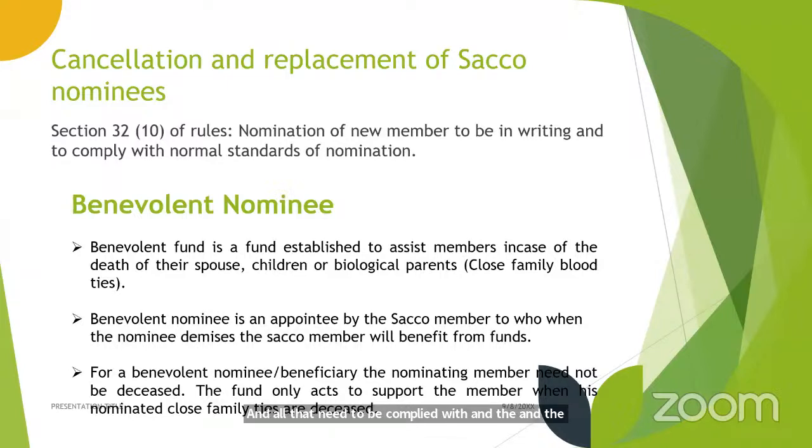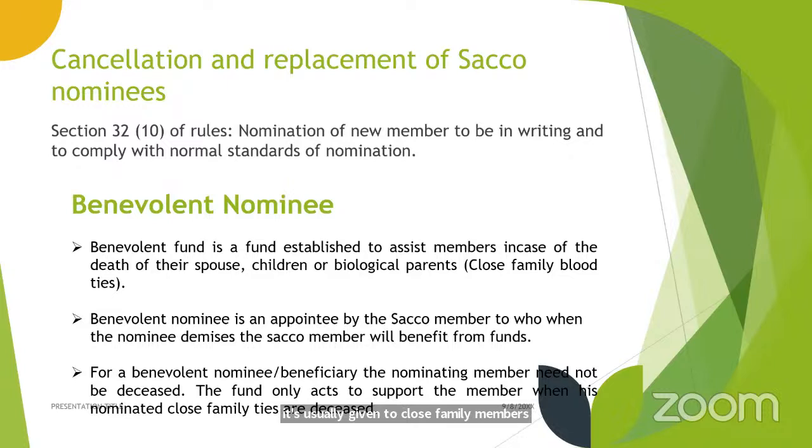The third thing, now I'm coming to the benevolent nominee. I had spoken about the SACCO membership nominee, the nominee to get the proceeds, that being the shares and the dividends in the SACCO. But now we have the benevolent nominee, which is the relevant part of this discussion, because the previous presenter had spoken about the benevolent fund or scheme. We previously mentioned that it is a scheme established to assist members in case of death of their spouse. It's like a welfare scheme to cushion members from these sorts of mishaps in their life, bereavements, and all that. And it's usually given to close family members.